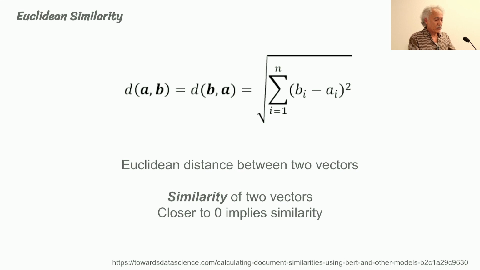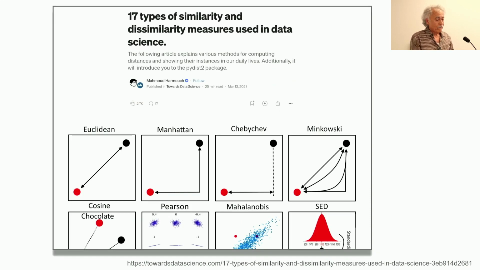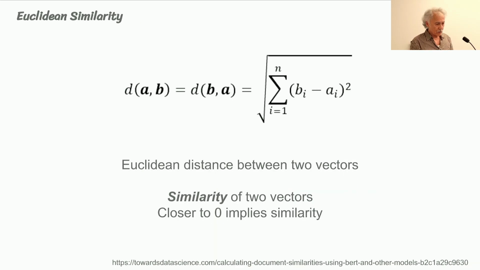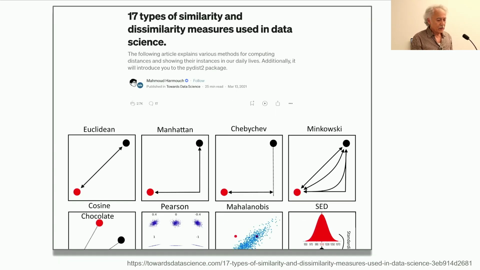And if it's close to 0, that means they're very similar. If it's far away from 0, it's not. And there's a whole bunch of different calculations for this. One was Euclidean similarity. There's a blog post with 17 of them. It's a really cool site that teaches a little bit more in depth about data science if you're interested.